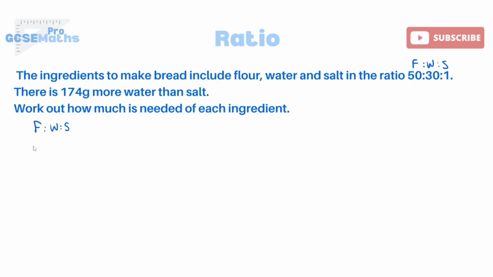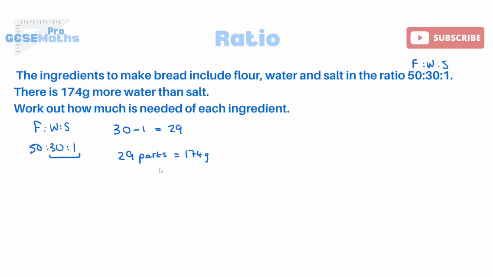So we've also got a 3-part ratio here. Let's rewrite our ratio so we can see it: 50 to 30 to 1. The difference is between water and salt, so these two here. What is that difference in terms of the number of parts? That's 29, isn't it? 29 parts is the same as 174 grams.